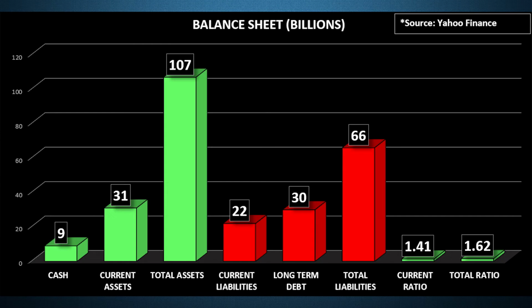And we calculate that, by the way, by looking at the current ratio, and they have it at 1.4. Anything above 1 is generally considered good, but they're at 1.4. And then they also have more assets than total liabilities. And we calculate that using the total ratio, and we have that at 1.6. Merck's balance sheet is good. It's good enough to invest in.